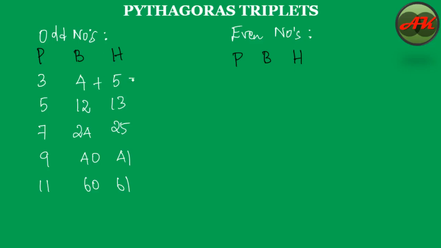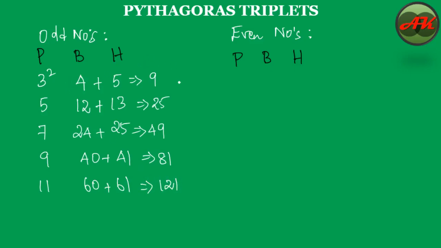Adding 4 and 5, we get 9 altogether here. So 3 square is 9. Adding 12 and 13, we get 25 here. So 5 square is 25. So adding 24 and 25, we get 49. So adding 40 and 41, we get 81. So finally 60 and 61 as 121.